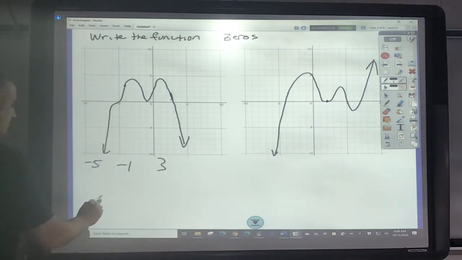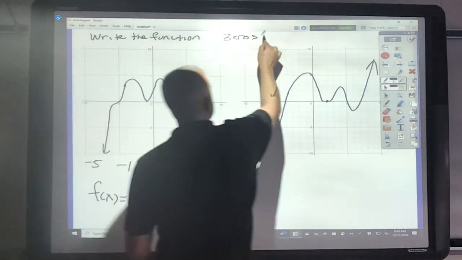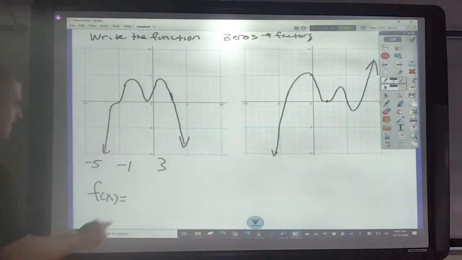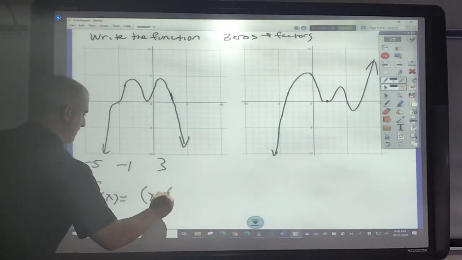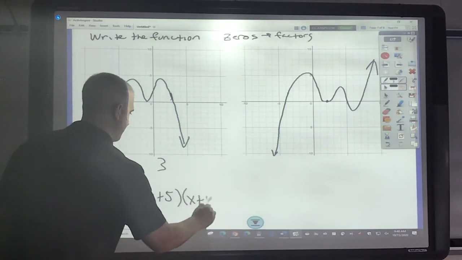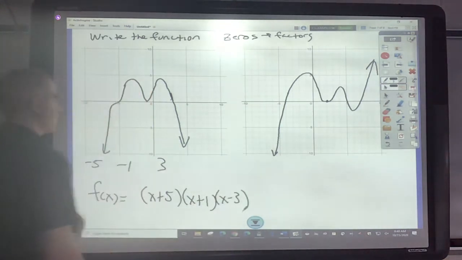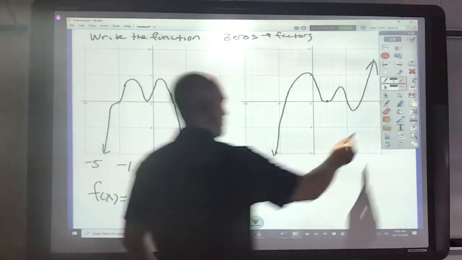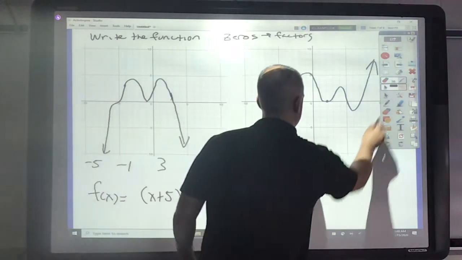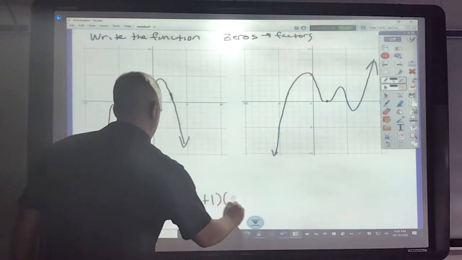Now as far as my function goes, what I want to do is turn those into factors. So what would -5 be as a factor? That would be x plus 5. What would -1 be as a factor? x plus 1. What would 3 be as a factor? x minus 3. Probably should leave a little bit more room for this. Hold on. x plus 1, x minus 3.